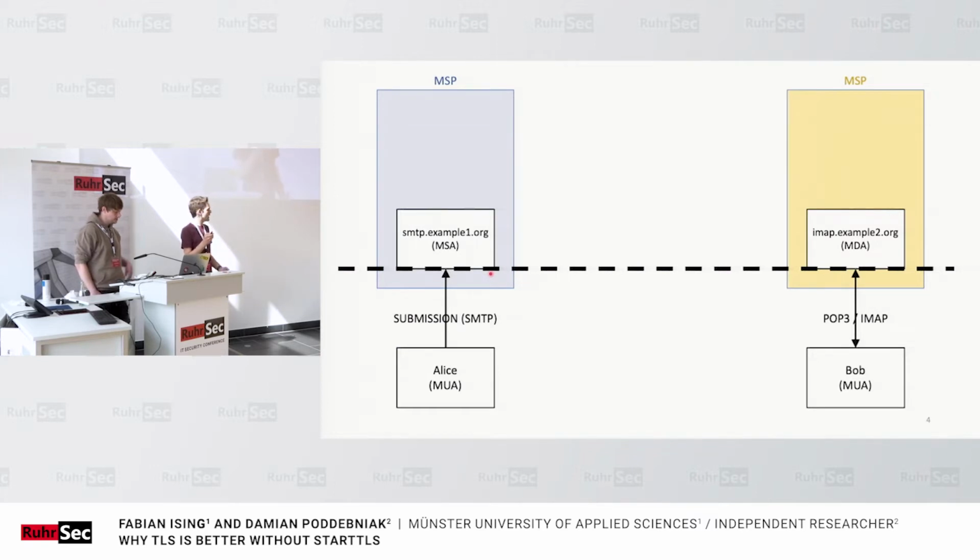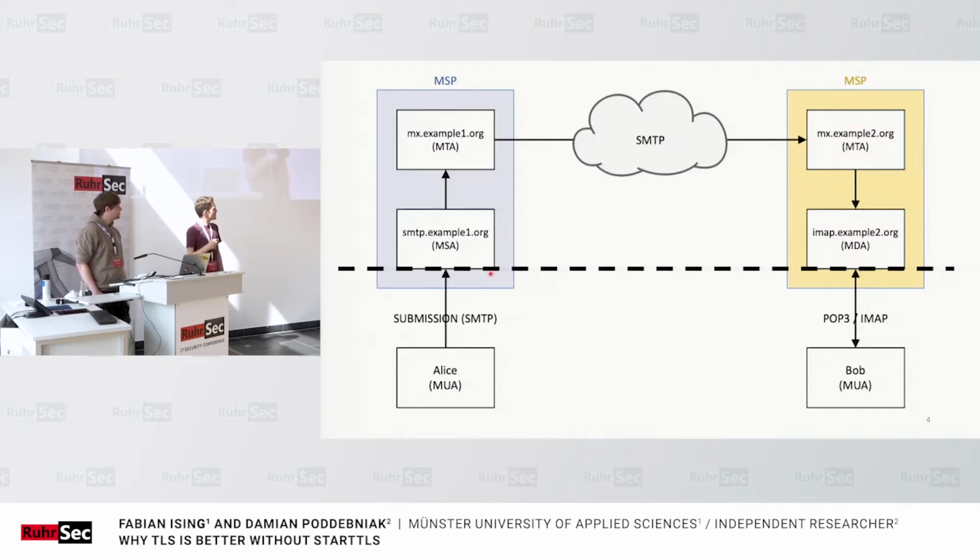But I don't want to leave you hanging, so how does the mail get from there to there? We have the mail transfer agents, or short MTAs, of both MSPs talking to each other some way over the internet via SMTP. And this is generally considered to be a pretty hazardous field, so certificate validation is hard, DNS is hard, so that's why we are not talking about this, because it's generally assumed to be at least somewhat insecure. So we will be talking about the first and the last hop, so submission SMTP and IMAP and POP3.